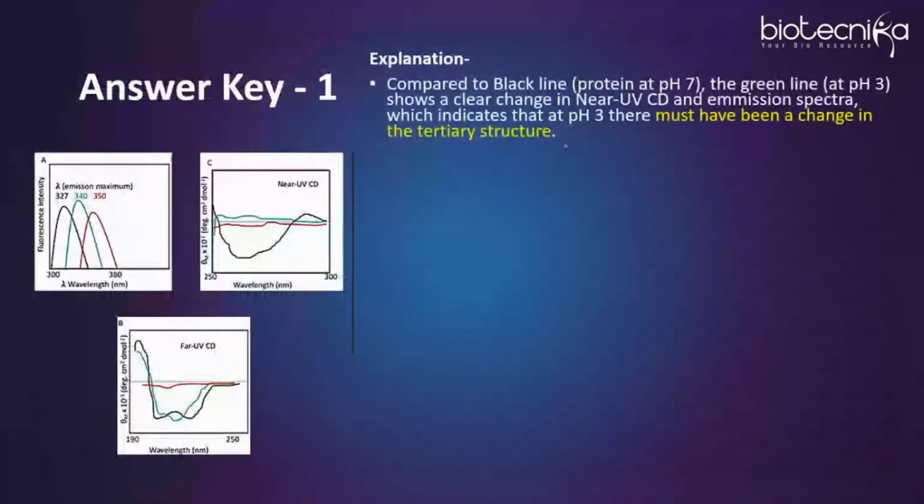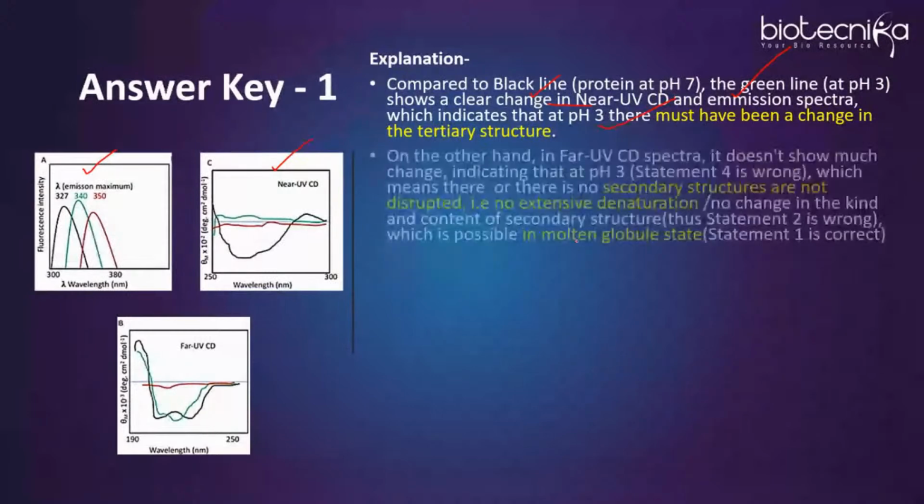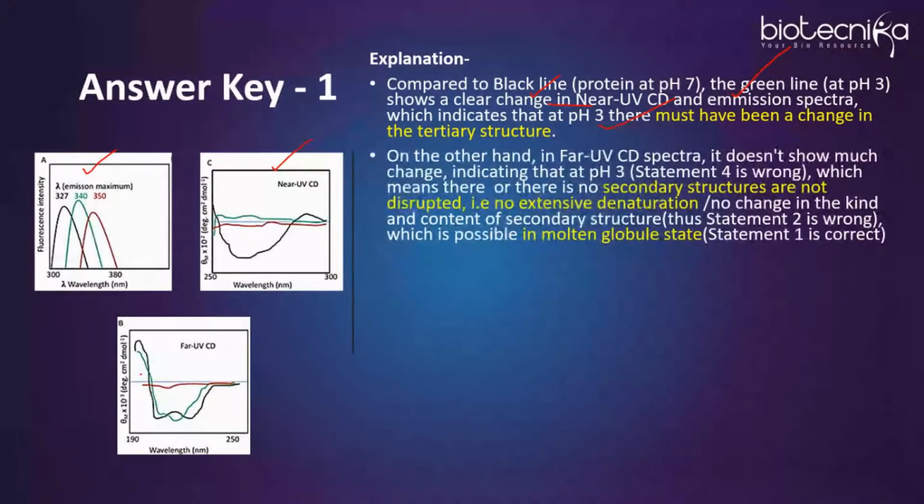As I already mentioned, compared to the black line, the green line shows a change in near UV and fluorescence also, which indicates there must have been a change in the tertiary structure. On the other hand, in the far UV, it doesn't show much change, indicating that at pH 3, there is no change in secondary structure. So that is why statement 2 was wrong, where it told that it shifted to a beta fibril. So that cannot be applicable.